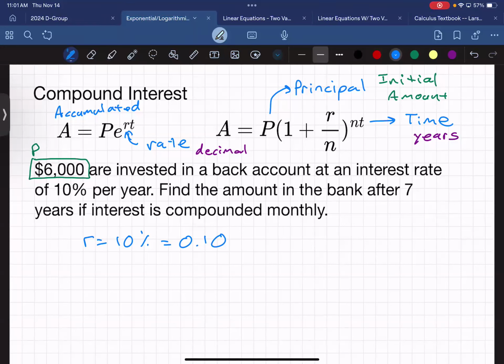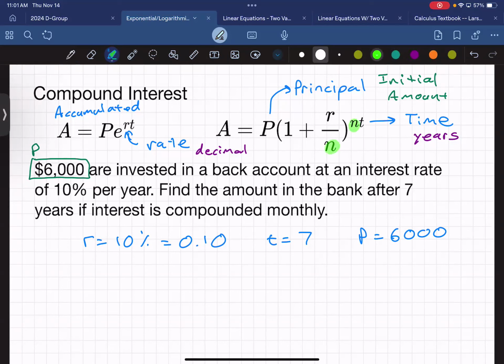With that said, though, we could also be like, hey, T is 7 years. And we said what? Sorry. P was the 6,000. We have a lot of information there. Now, what is the one thing that I haven't talked about then? The N, right? So this is going to be the distinguishing factor.